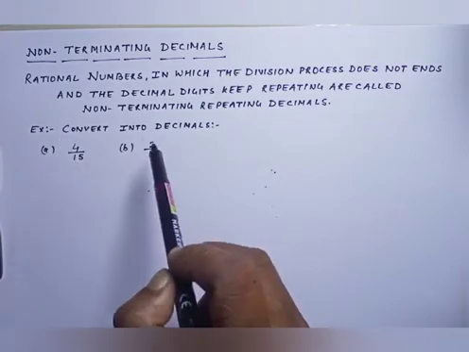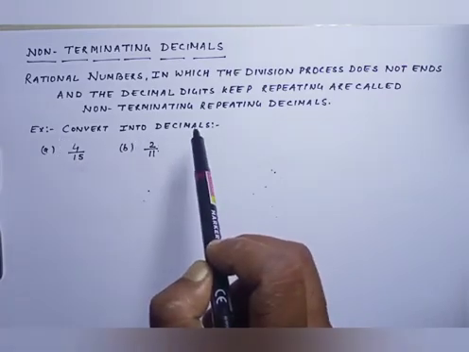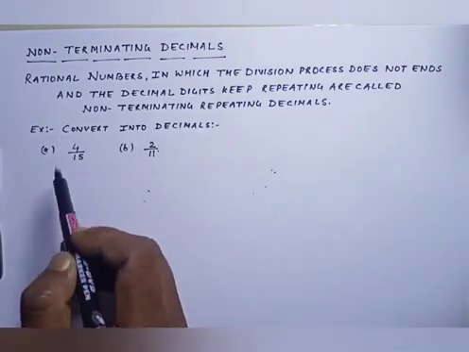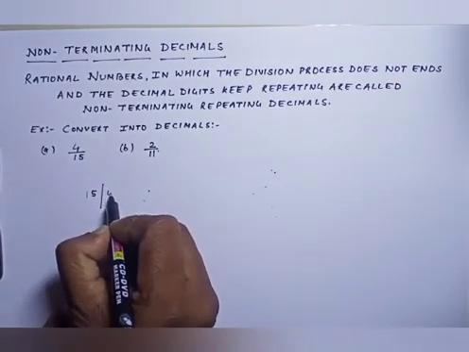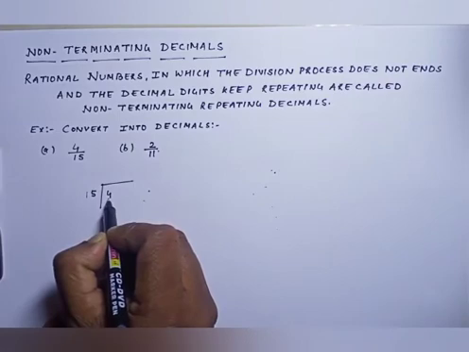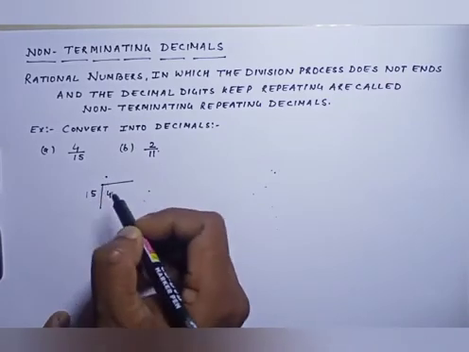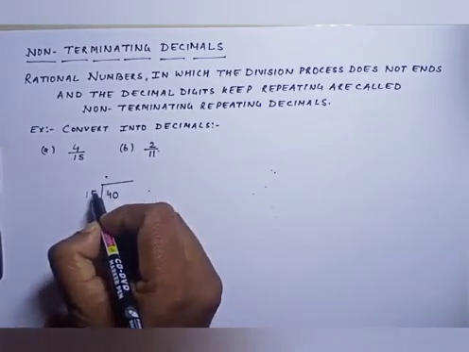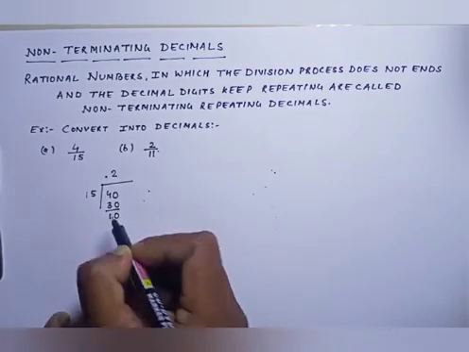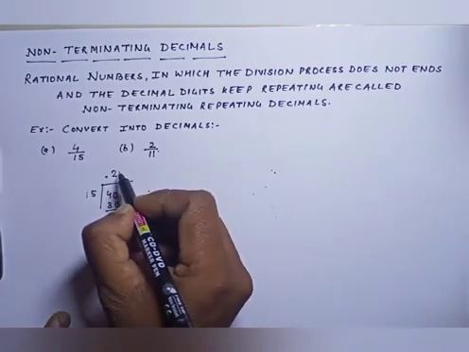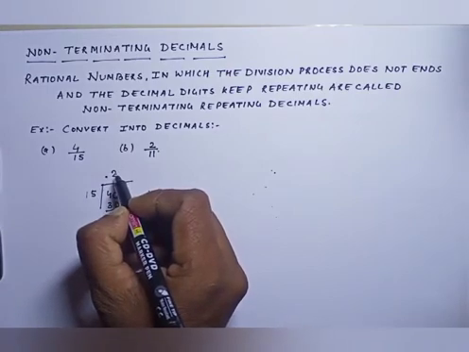So over here I have taken two examples, convert into decimal. The first one is 4 upon 15. If I am going to divide 4 by 15, since 4 is less than 15, I am going to put a decimal and add 0 over here. So 15 2s are 30. The remainder is 10. Now if I add 0 over here, what will happen?